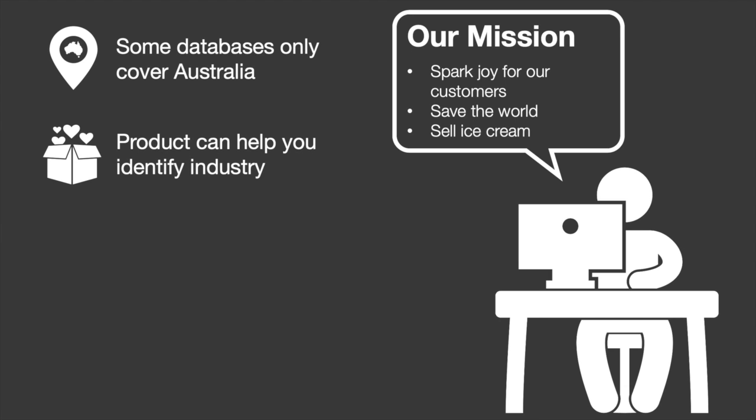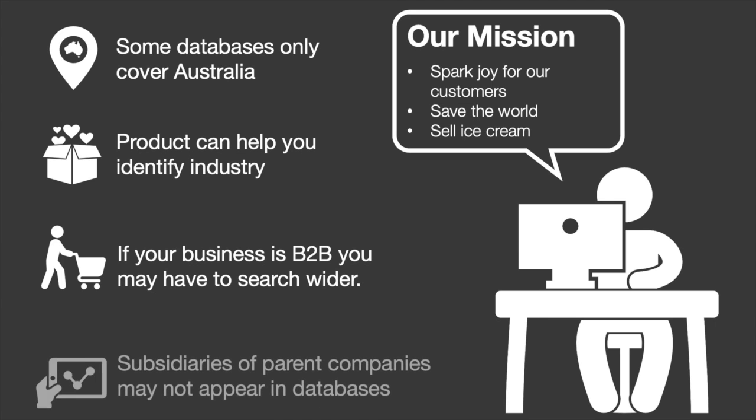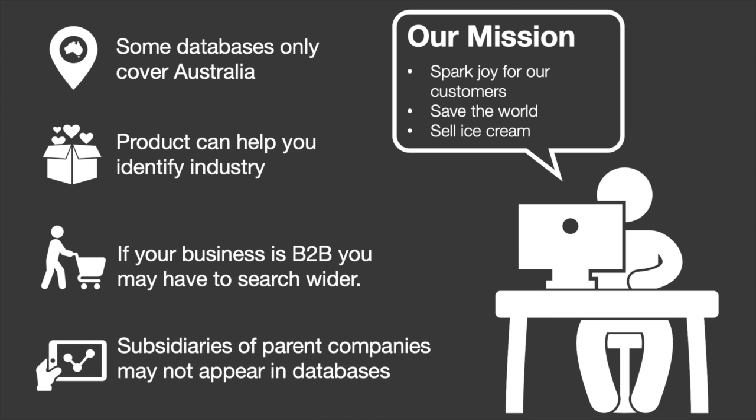If your company primarily operates as a business-to-business organisation, you may have to search a little bit wider to find more information on the products and industries that the company operates in. And subsidiaries of parent companies may not appear in the same databases in the same way as their parent company. You just need to be aware of this.